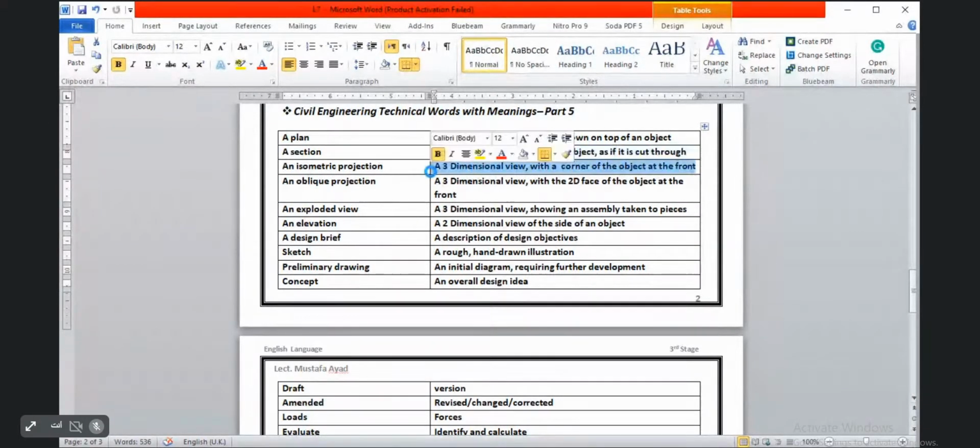Isometric projection هاي أخذتوه بالرسم الهندسي الايزومتريك. A three-dimensional view with a corner of the object at the front. يعني هو شكل ثلاثي الأبعاد للشيء ولكن يكون الشيء موضوع والزاوية مالته بالركن يعني ويكون منظور بزاوية للشيء بس هو ثلاثي الأبعاد. Oblique projection.